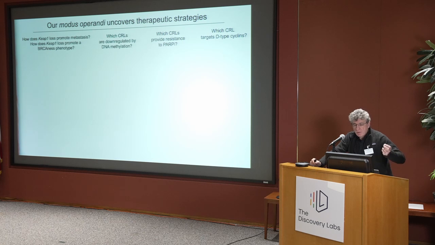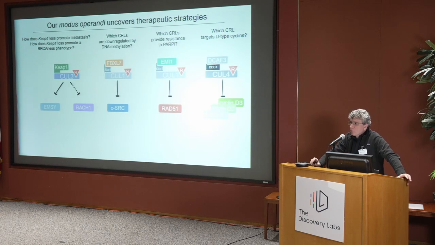Another postdoc asked which CRLs are downregulated by DNA methylation, suggesting that they might be tumor suppressors. Which CRLs provide resistance to PARP inhibitors? And finally, this is a very basic question: which CRL targets D-type cyclins for degradation? So these are questions that different postdocs asked in the lab in the last few years. And this cartoon shows the answer to these questions. Each of these little cartoons is several years of work of a poor postdoc in my lab. But we don't stop here.